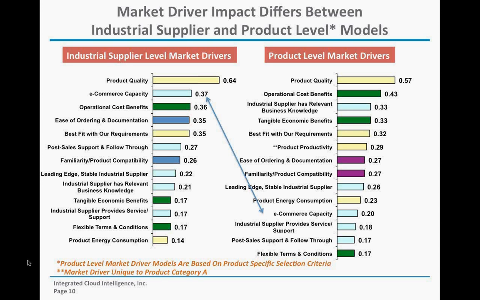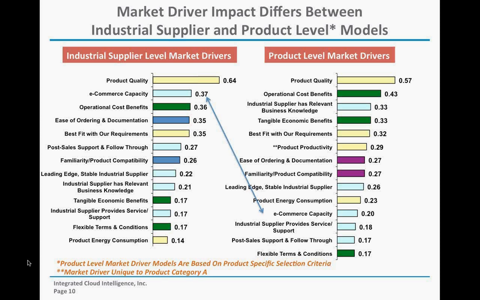Now, with that, I just showed you an industrial supplier level market driver. We also had done it for each of the product categories. Notice that the product category market drivers, though there are a lot of similarities, have key structural differences. E-commerce capacity in this example, which is critical to the success of an industrial supplier, is not as important at the product level. And what we found there was that there is the whole business of getting people into an industrial supplier, and then there's a completely different business of selling them once they are inside the industrial supplier.